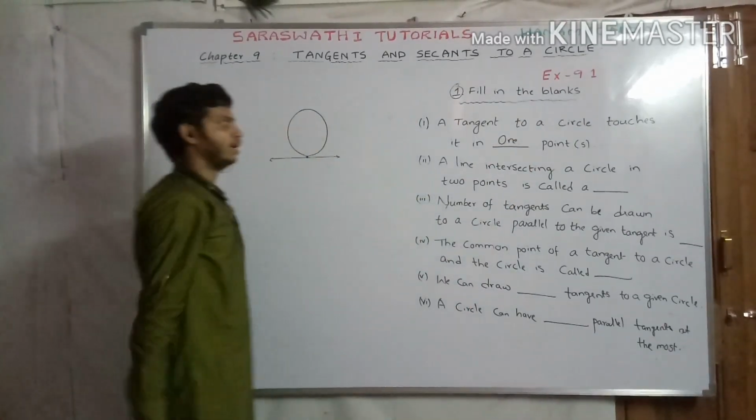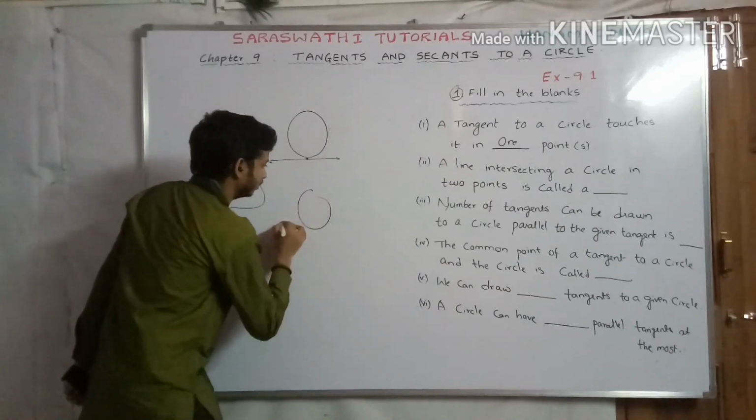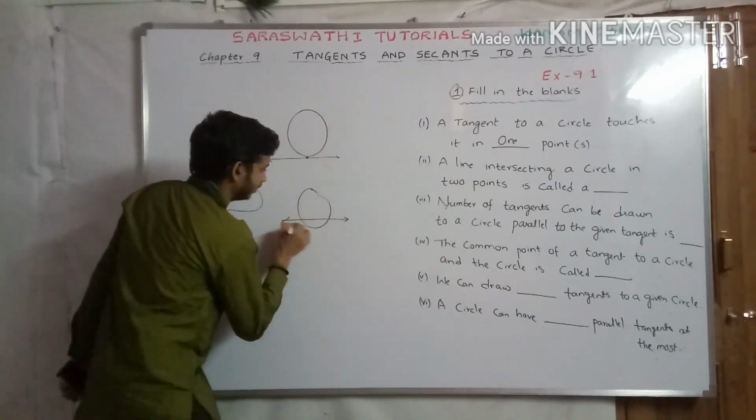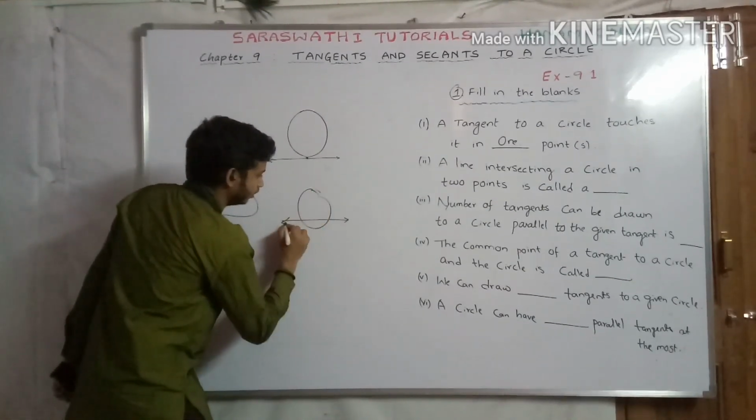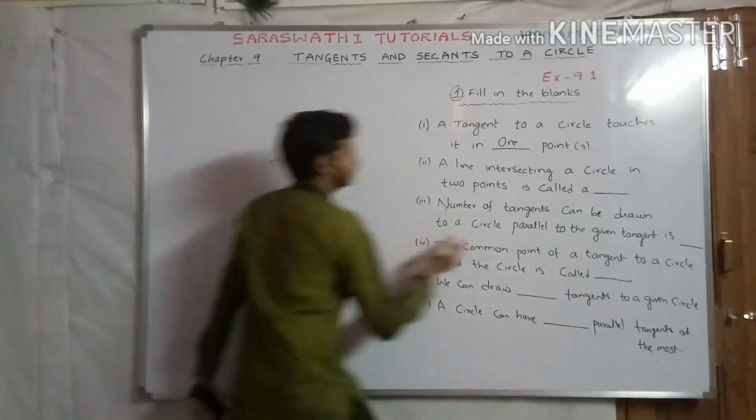Next, a line intersecting a circle in 2 points is called a dash. So here it is said that a line intersecting a circle in 2 points. So this is one such line. Intersecting the circle in 2 points, it is said to be a secant.